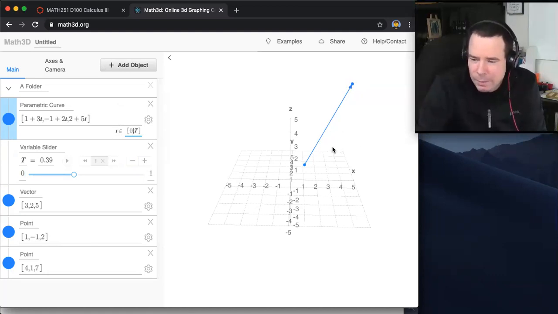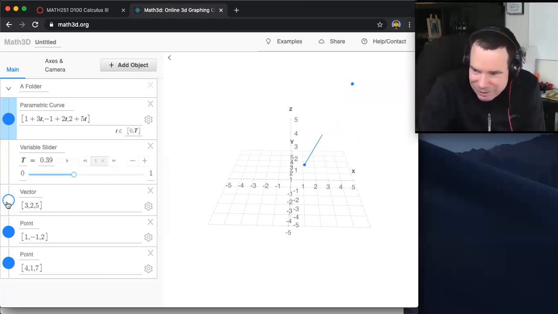So you need to remove the vector, because your vector is on top of the graph. Oh, my vector's on top. Thank you. There it is. Yes, perfect. Thank you. So there we go.